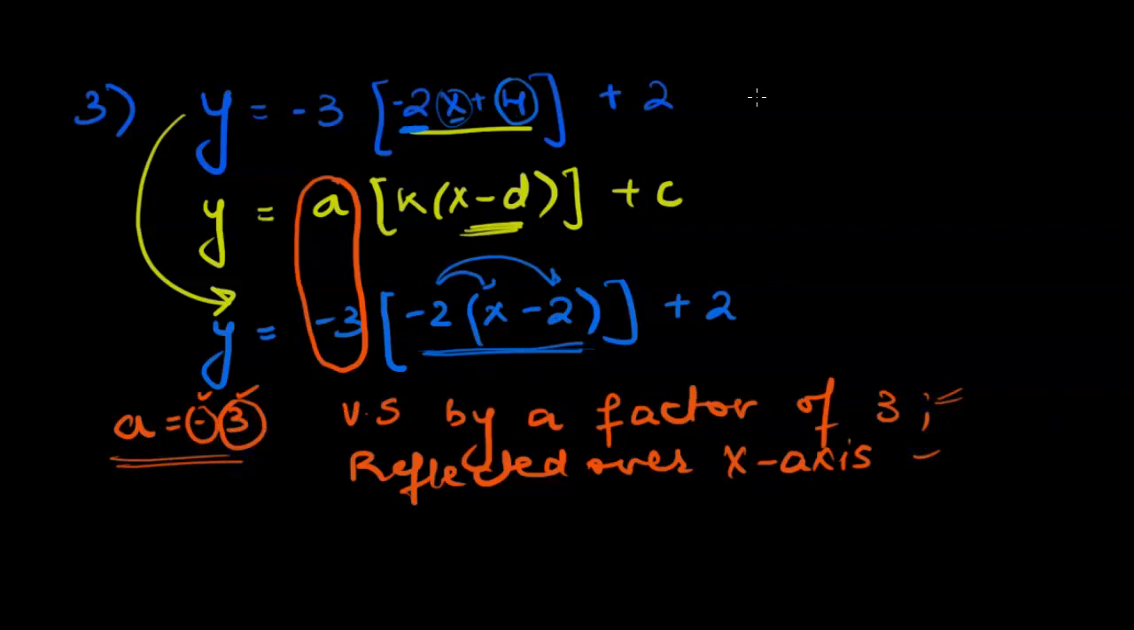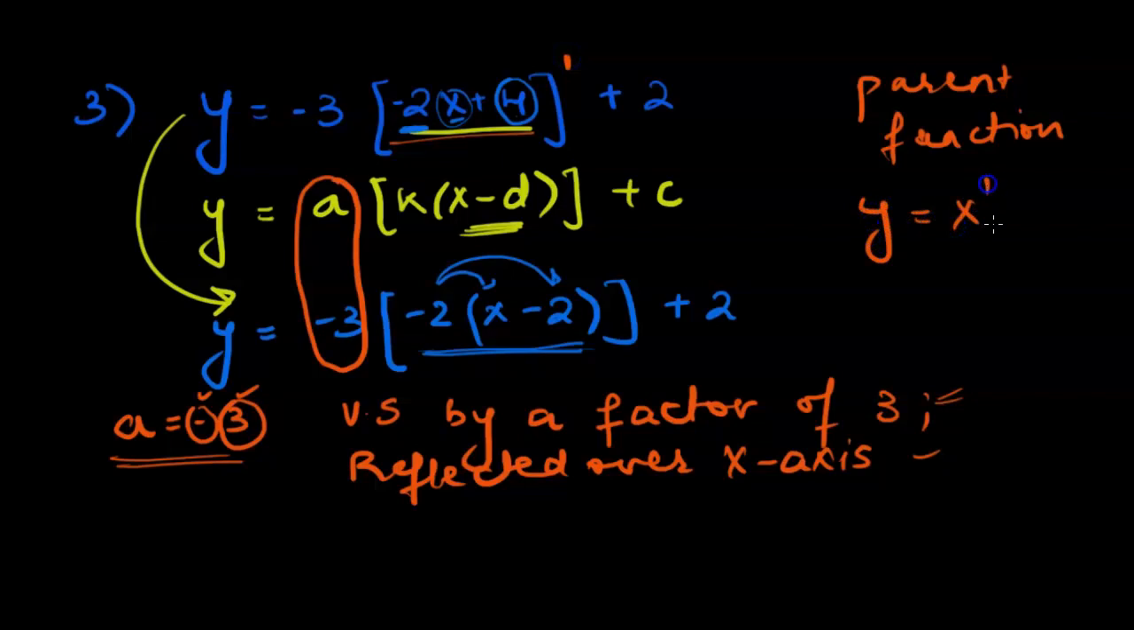One more thing we forgot to write down was the parent function. We notice here that this bracket has no power. No power means x to the power 1. So our parent function is x to the power 1, or we can say it's a linear function.